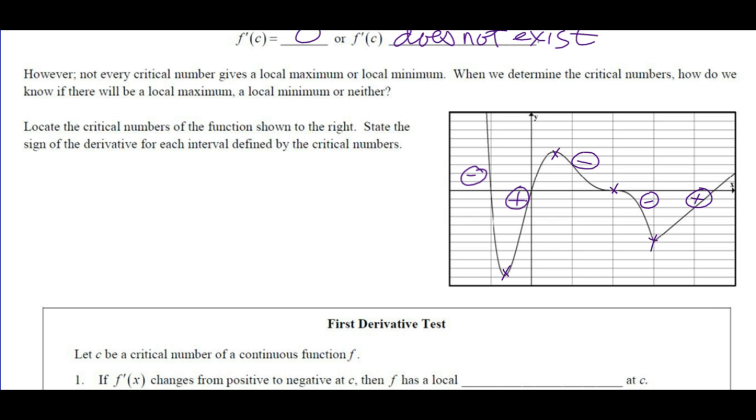What happens when you go from a negative to a negative? It's not a max or a min, right? There's something going on here. There's a name for this. Anybody know the name? You know the name. It's the point of inflection, but we aren't getting there yet. And then you go from negative to positive, and you have a minimum, right?